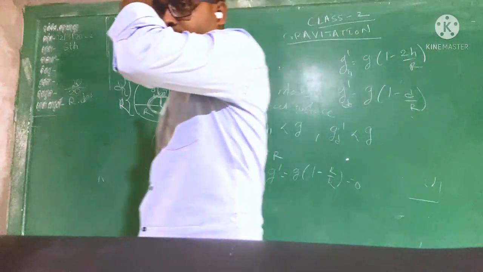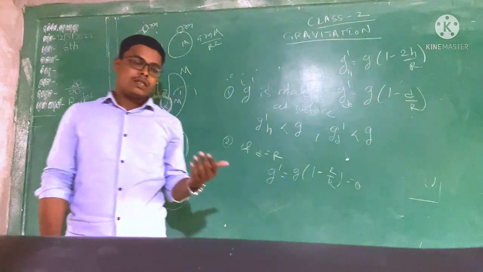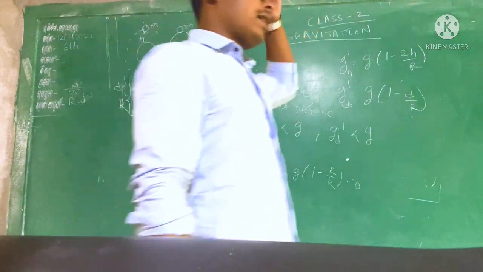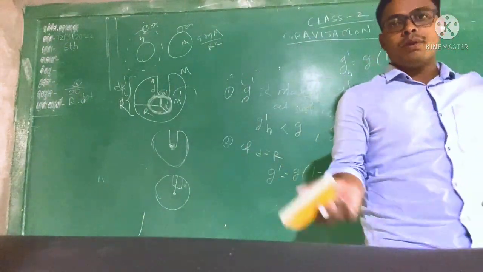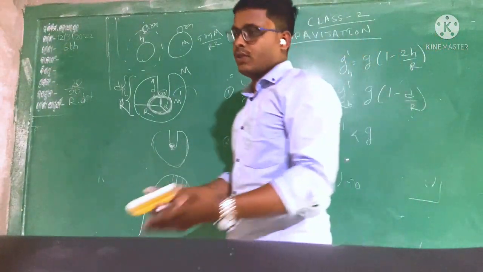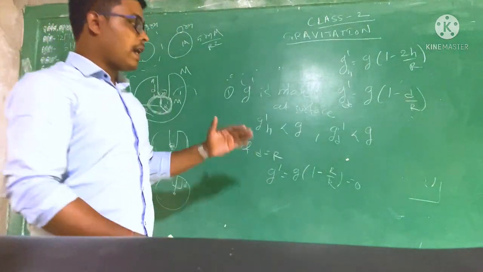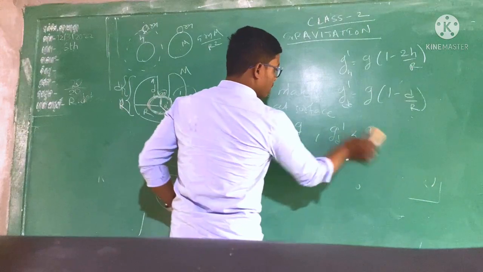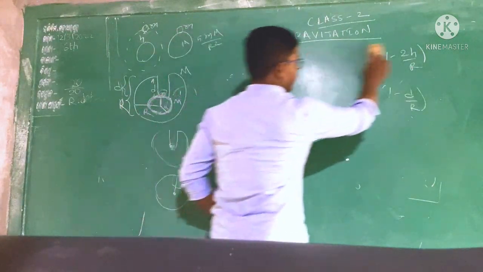So when you are situated on the earth surface, the acceleration due to gravity is maximum. If we move upward, then acceleration due to gravity will decrease. If we move downward, then also acceleration due to gravity decreases. But at the earth surface, it is maximum. Okay, so this is the acceleration due to gravity.